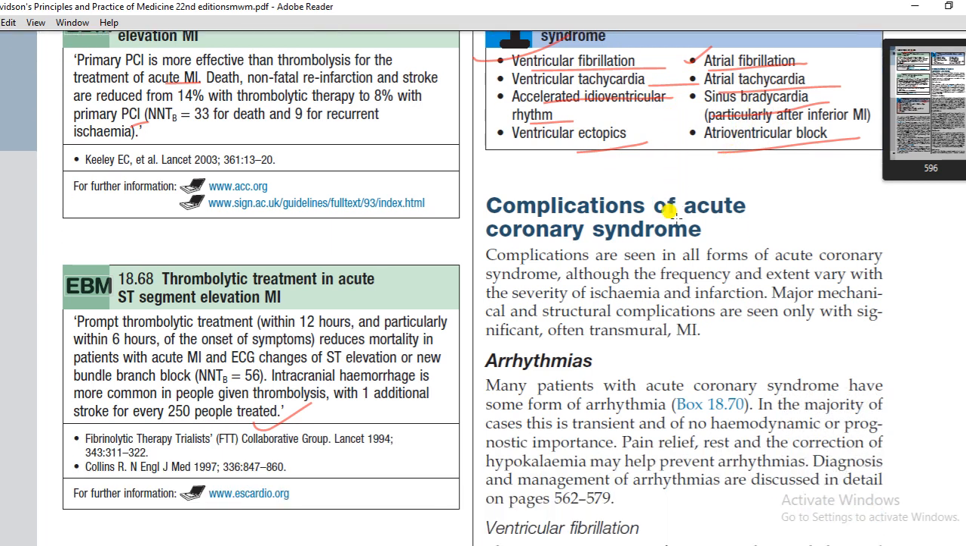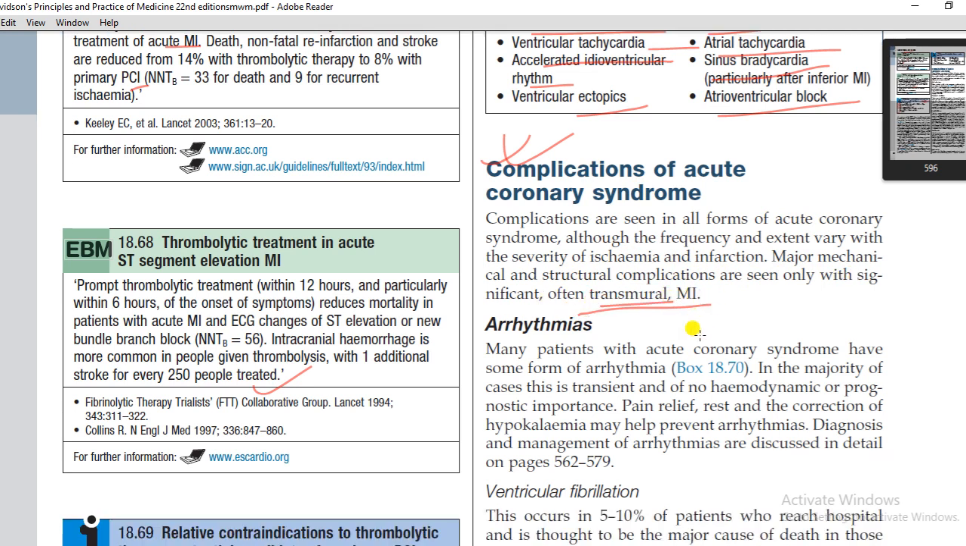Complications of acute coronary syndrome. What are the complications of acute coronary syndrome? They are seen in all of the acute coronary syndromes, although the frequency and extent may vary with the severity of ischemia and infarction. Many major mechanical and structural complications are seen only with significant, often transmural myocardial infarction.